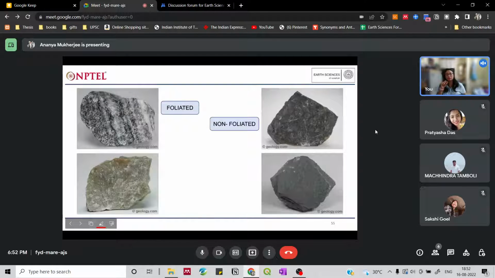In the picture at the bottom left corner, again we do not see any such foliation planes or any foliated minerals present here. So again this is a non-foliated rock. Now the last one, in the right hand corner, we can see in the bottom part some layering kind of structure. So when you see such layerings, this would be called a foliated metamorphic rock.